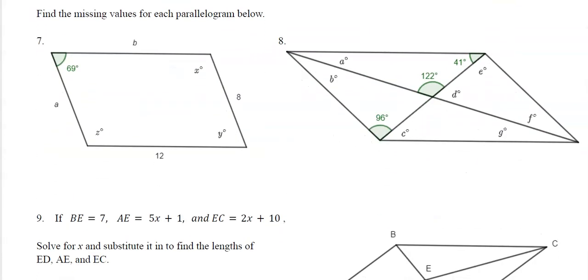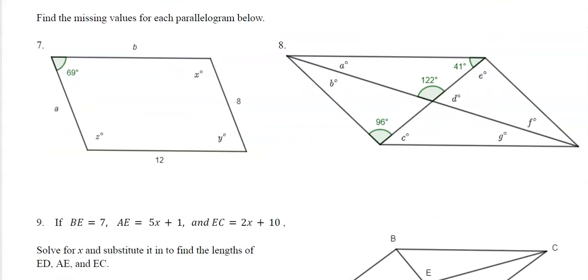Keep on going. Find the missing values for a parallelogram. So we need to know our properties of a parallelogram. So one thing, our opposite sides are the same length. So if this is 12, that means this side's 12. If this side is 8, that means this side is 8.